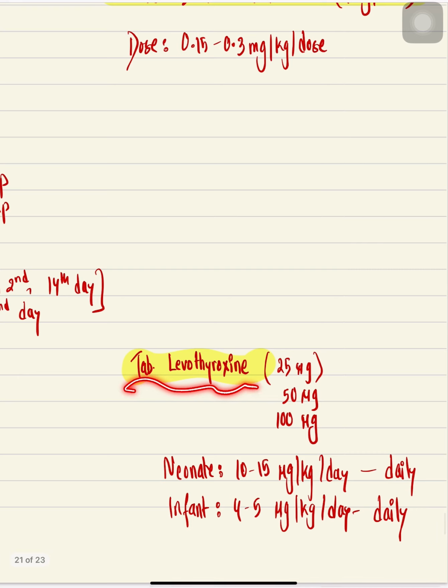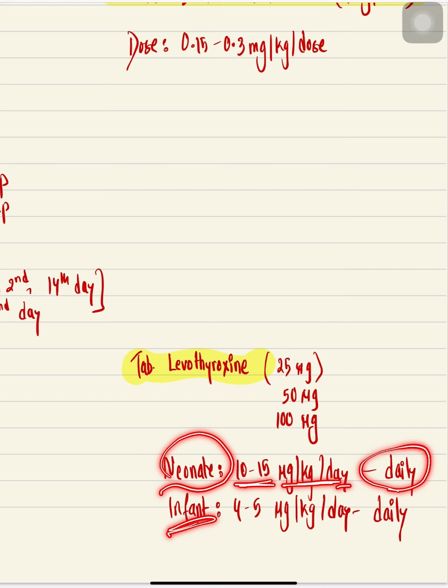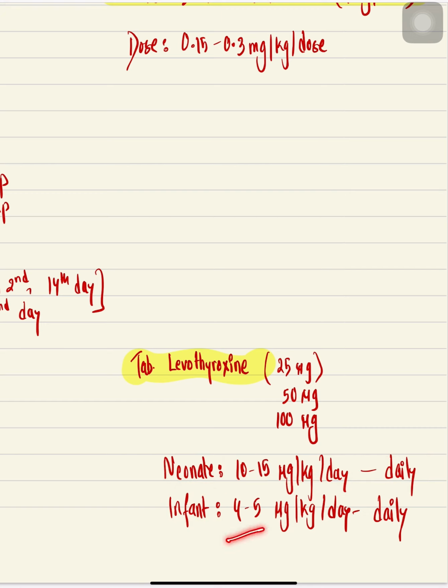Tab levothyroxine comes in the market with 25 microgram, 50 microgram and 100 microgram. For neonates, 10 to 15 microgram per kg per day, daily. For infants, 4 to 5 microgram per kg per day, daily.